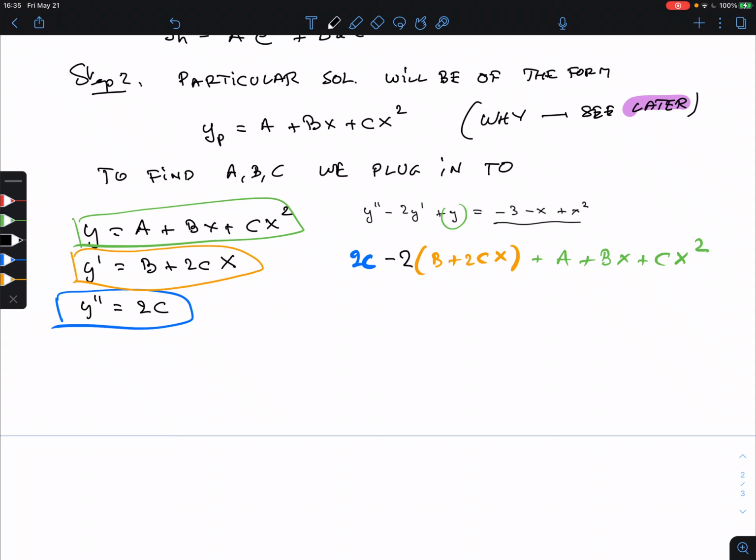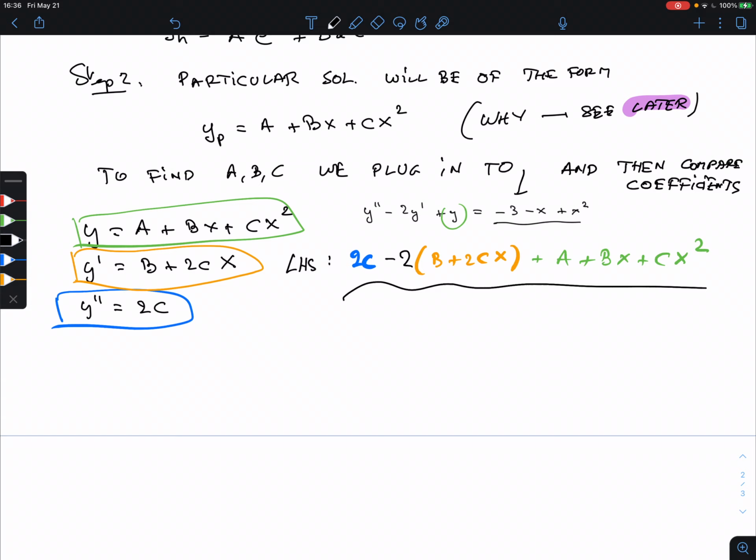So we plug in to this equation and then compare coefficients. I will explain what it is. What I mean to say is, well, this is the left-hand side, right? So this is how the left-hand side looks. Let's write it in terms of x's. So combine like terms, but first we have to expand this a bit.